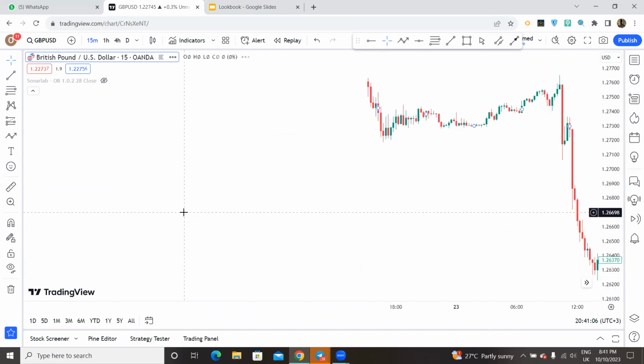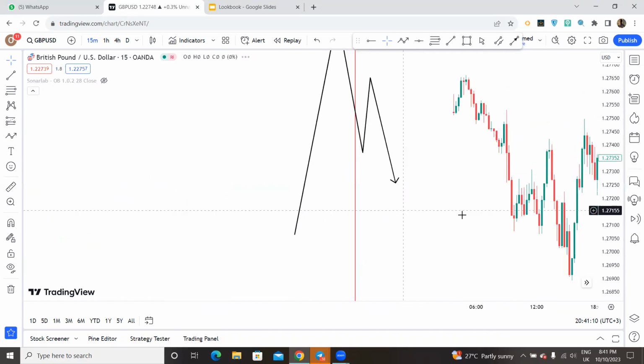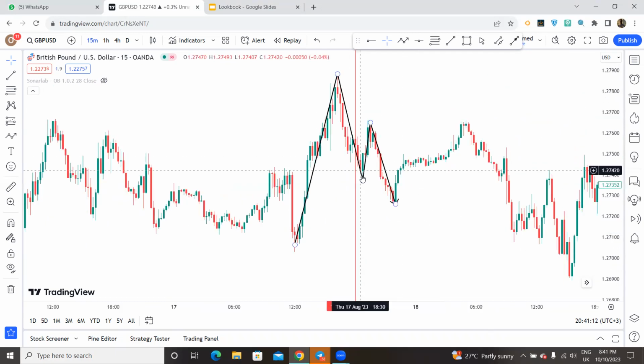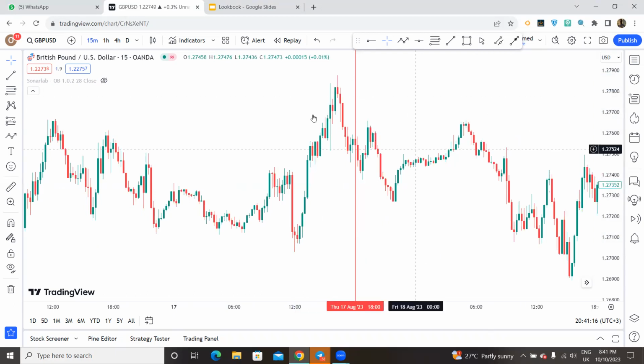I don't trade the whole day. I only take 2 setups a day. So today I took 3. Now this was a nice one. Now let's find out what type this is. Let's pull our fib and see what type this was.